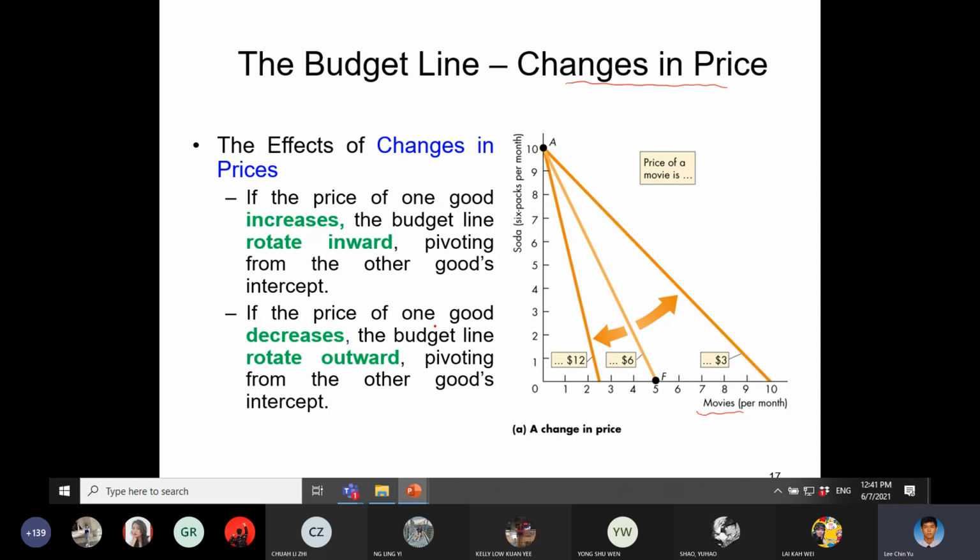But if the price of movie decreases, it will rotate outward, because the number of movies now becomes greater, given that the price of the movie becomes cheaper. So that's why it rotates outward. When the price is expensive, the number of movies becomes less. When it becomes cheaper, the number of movies becomes larger. So you can see that the slope of the budget line will be changing because it rotates.